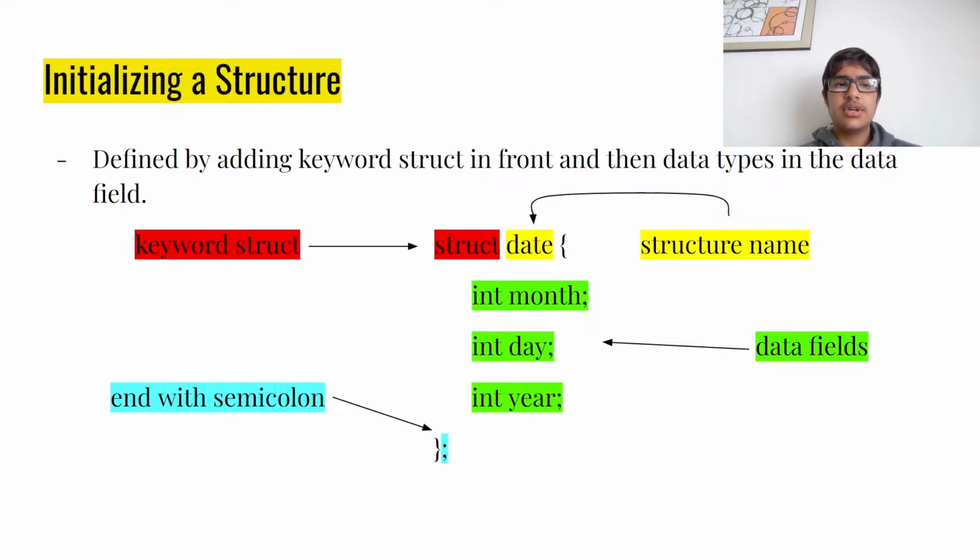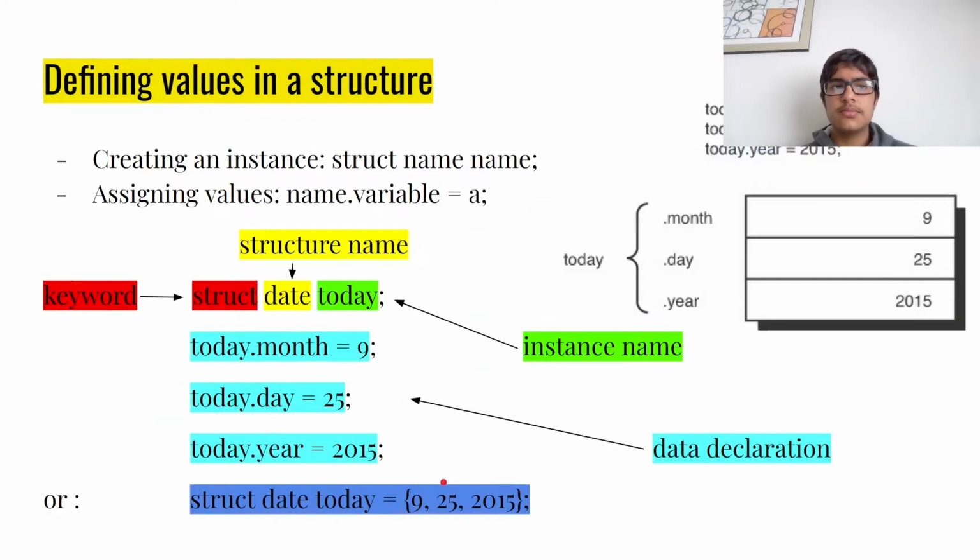Structures are initialized by adding the keyword struct in front of your name, and inside you define data fields. So in this case we have struct date, which is our structure name, and inside we define our data fields, which are month, day, and year, and you end it with a semicolon. So, defining values inside a structure.